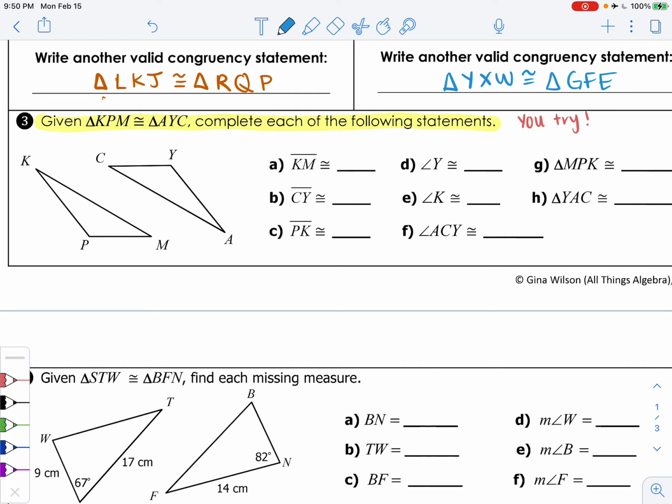So for example, I have my congruency statement right here. Based on that, I know that K is corresponding with A because they're both first. What that tells me then is that the angles at K and A are corresponding and congruent. Then it goes from K to P, right? K to P is next. So from K to P, this line here is the same as A to Y.